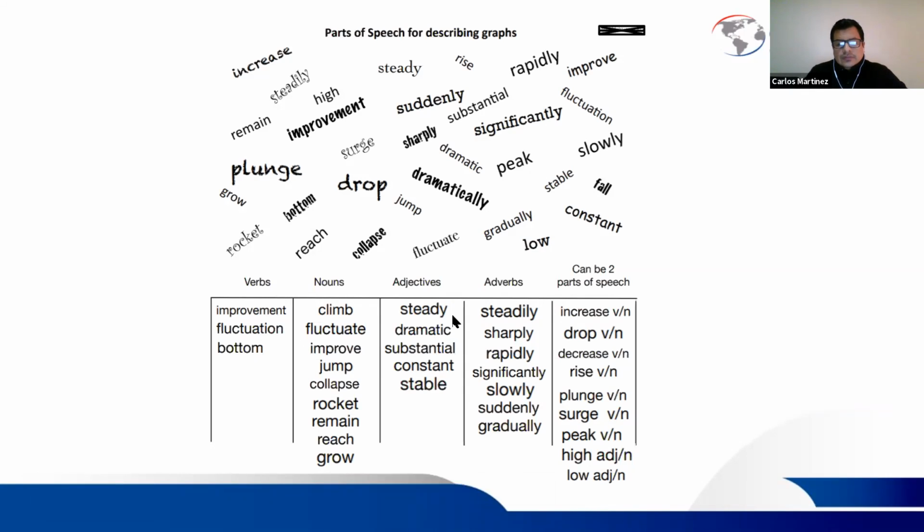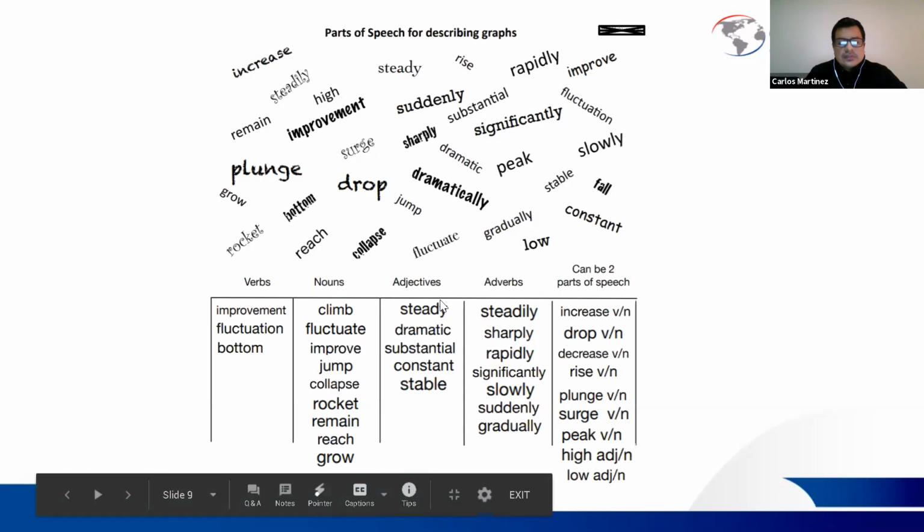And then we have adjectives. Again, adjectives and adverbs depend on what they're affecting, but steady means that it's constant. Dramatic, it's something very big, it depends. Substantial means important. Constant means that it doesn't change. And stable is similar to constant and steady.